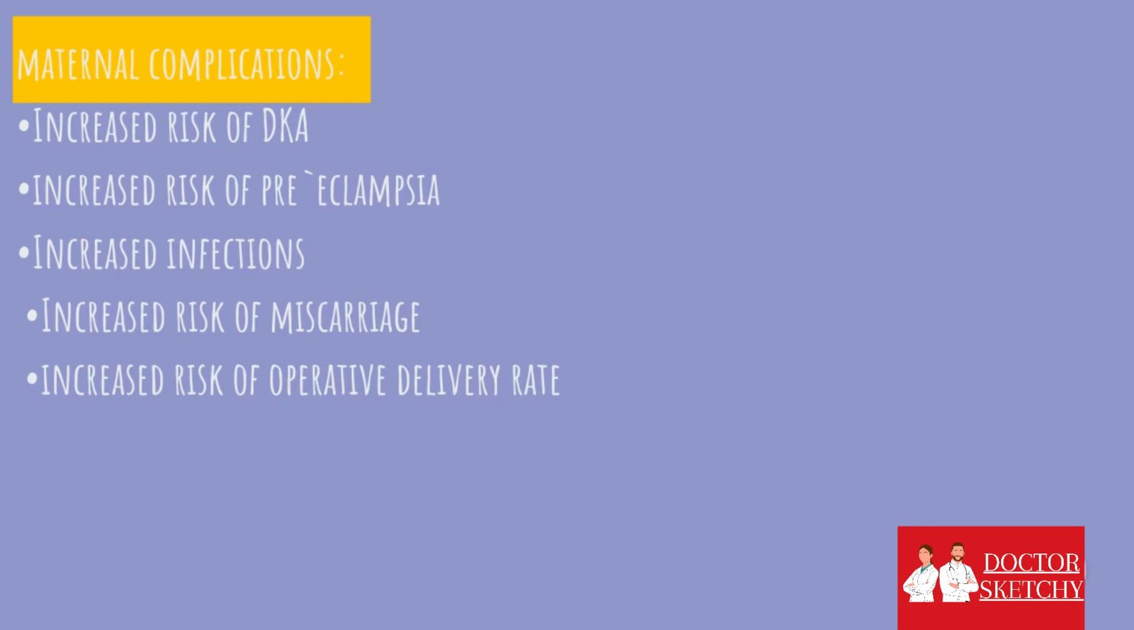You can remember the increased risk of miscarriage by keeping in mind the infections. If she's more prone to getting infections, it can lead to miscarriage. And as the babies of the diabetic women are oversized, they have macrosomia, so the operative delivery rate is definitely increased. So the maternal complications are DKA, preeclampsia, infection, miscarriage, and operative delivery. Let's take a look at the fetal complications.